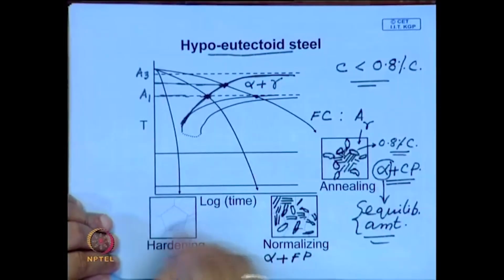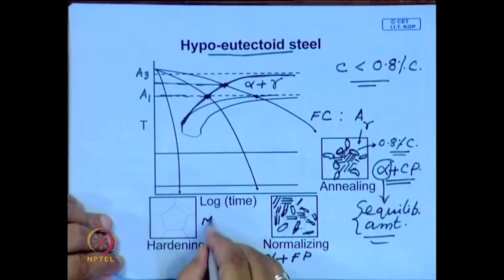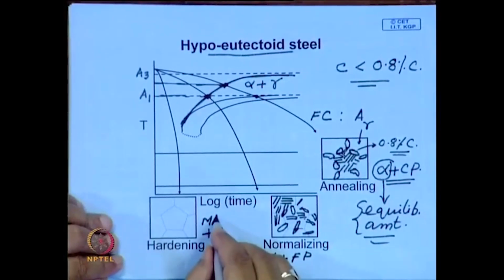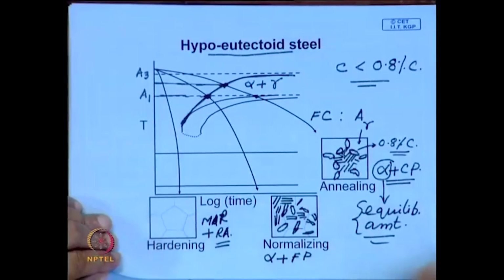So, you will have proeutectoid ferrite plus fine pearlite, and here it will be martensite plus, depending on the carbon content or composition, some amount of martensite and some amount of retained austenite.